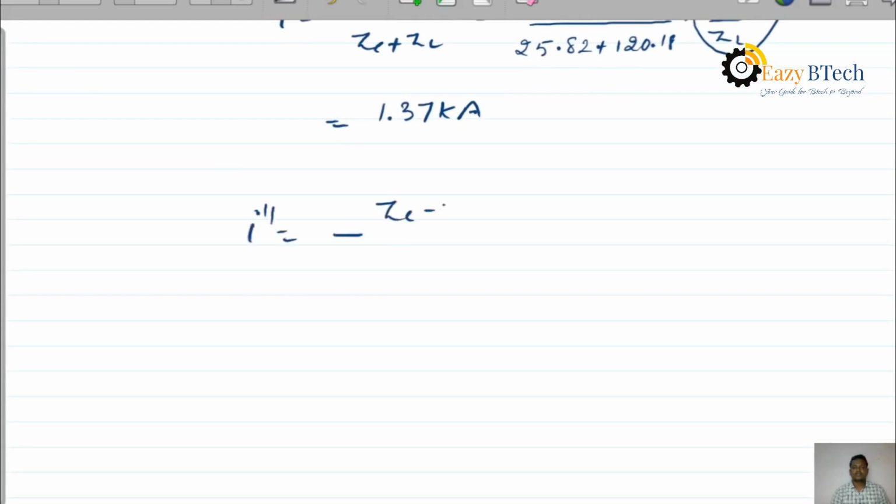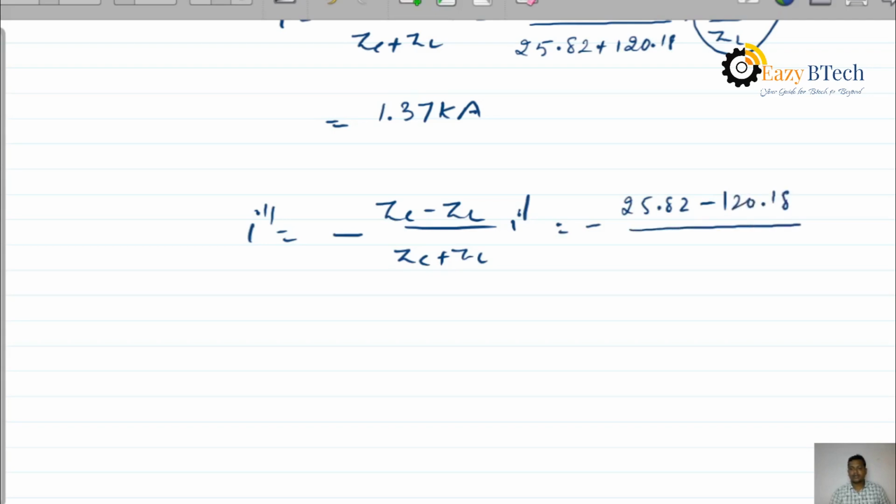The I double dash formula is minus (ZC minus ZL) by (ZC plus ZL) into I dash. Therefore, minus (25.82 minus 120.18) divided by (25.82 plus 120.18) into 100 divided by 120.18. We get the reflected current as minus 537 amperes.